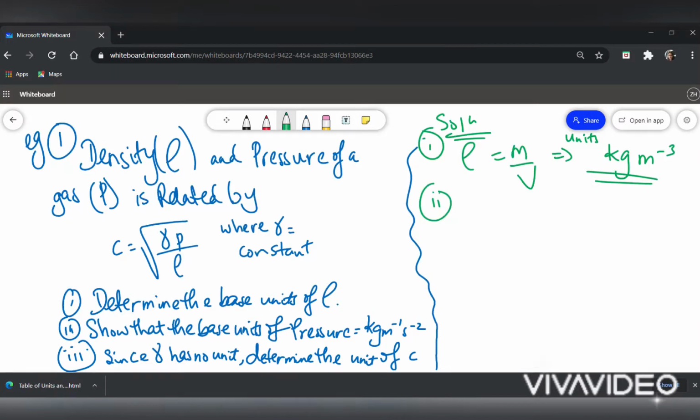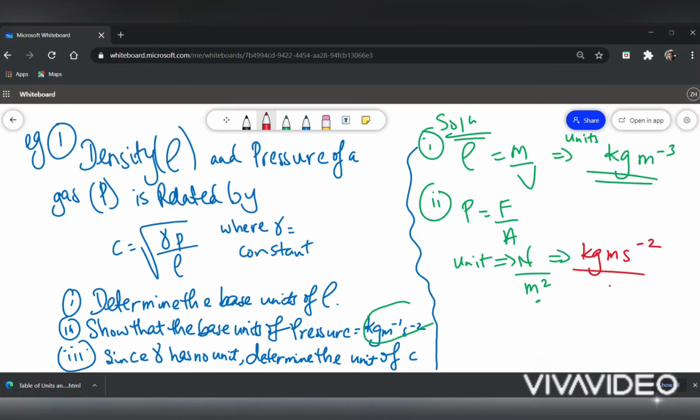Number two, show that the base units of pressure are this. Going to look at pressure from our formula. Pressure is equal to force over area. The unit of force is, of course, the Newton. The unit for area is meters squared. We can't go any further than meters squared because that is a base unit. But we can now break down the Newton. Of course, we just did, so it's kilogram meters per second squared all over meters squared.